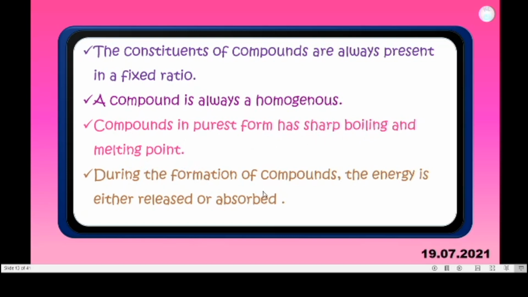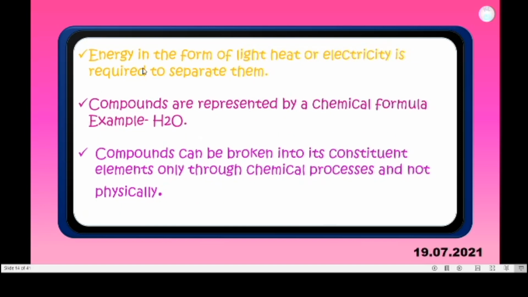During the formation of compounds, energy is either released or absorbed. And energy in the form of light, heat, or electricity is required to separate them. If we want to separate the constituent elements from compounds, we need some energy. It may be light energy, heat energy, or electricity. We require some energy to separate the constituent elements from their compounds.